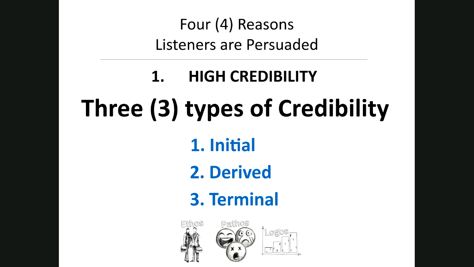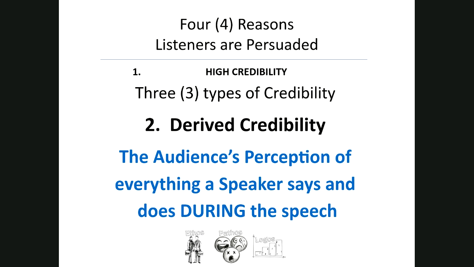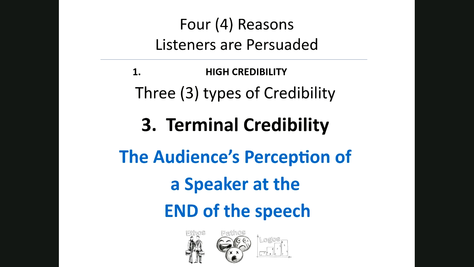Now, there are 3 types of credibility that you can have: initial, derived, or terminal. Initial credibility is the audience's perception of the speaker before the speech begins. Derived credibility is the audience's perception of everything a speaker says and does during the speech. And terminal credibility is the audience's perception of the speaker at the end of the speech.